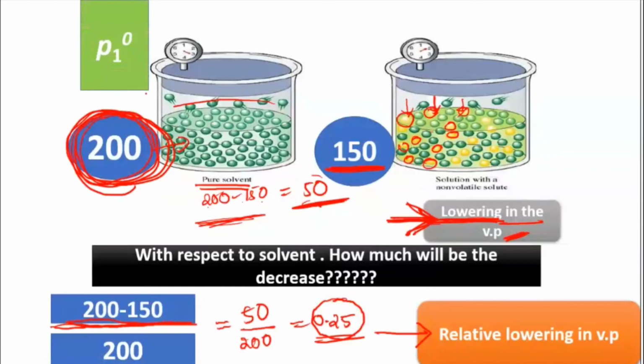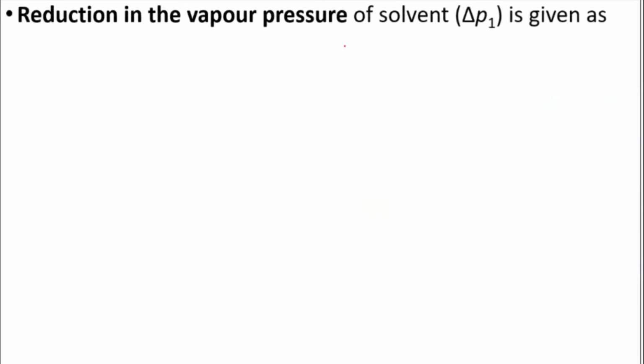Now, instead of taking numbers, you know the total pressure exerted is only for the pure solvent, so that is P1 naught. And what we take for the solution is P1. So this is P1 naught and this is P1. Now we can arrive at a general equation for the relative lowering of the vapor pressure.